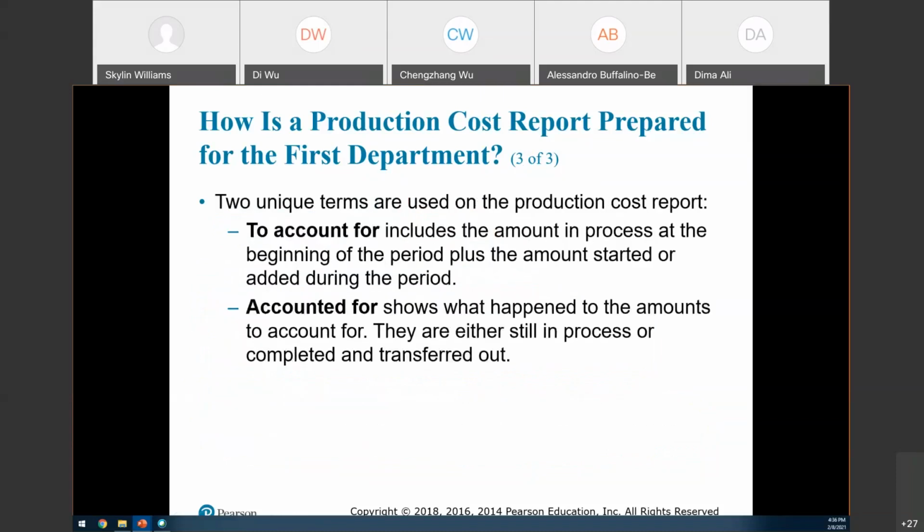Okay, there's another thing that you need to understand. Two unique terms are used in the production cost reports: to account for and accounted for. Well, to account for includes the amount in process at the beginning of the period, plus the amount started or added during the process.